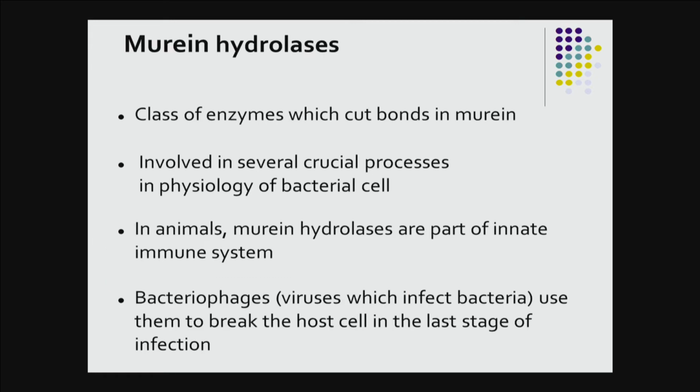And for some definition, for people who don't know what it is: murein hydrolases are a class of enzymes which cut bonds in murein, and they are involved in several crucial processes in the physiology of the bacterial cell, but they also appear in animals, for example in humans. Lysozymes are part of the innate immune system, and we can find them in saliva and tears. And murein hydrolases also appear in bacteriophages, these viruses which infect bacteria, and bacteriophages use them to break the host cell in the last stage of infection.